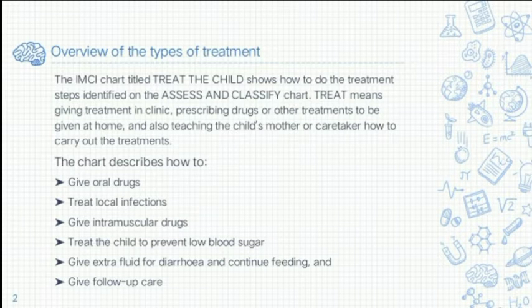So here are the charts describing how to carry out the treatments. First we have give oral drugs. Next is treat local infections. Next is give intramuscular drugs. Next is treat the child to prevent low blood sugar. Next is give extra fluid for diarrhea and continue feedings. And lastly, give follow-up care.